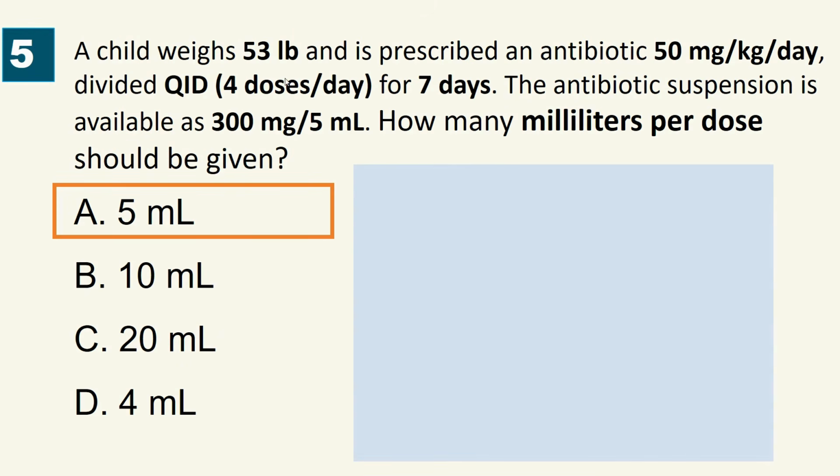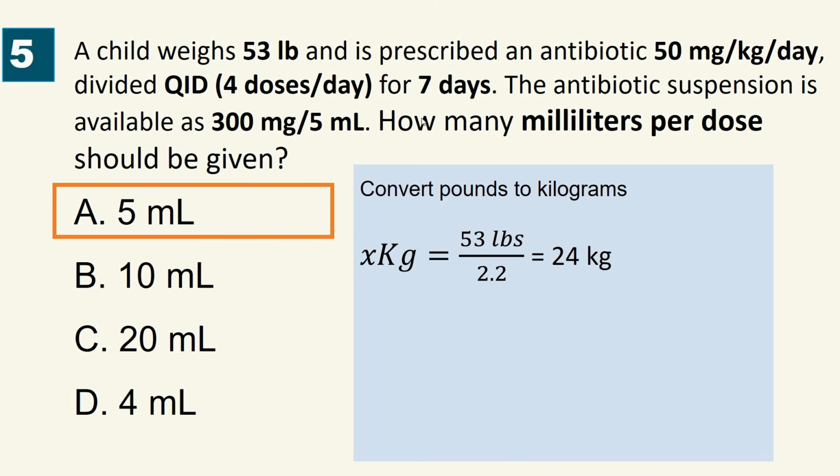First, you have to identify that the weight is given in pounds. So convert the weight from pounds to kilograms. The formula is to divide by 2.2. If you divide 53 by 2.2, it's approximately 24 kilograms. And now the dose is 50 milligrams per kilogram. So 50 milligrams for 24 kilograms gives you 1200 milligrams per day.